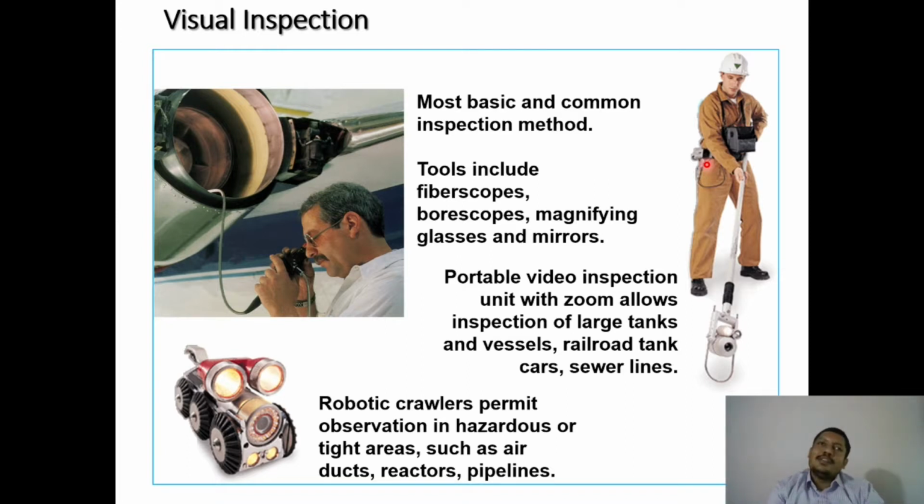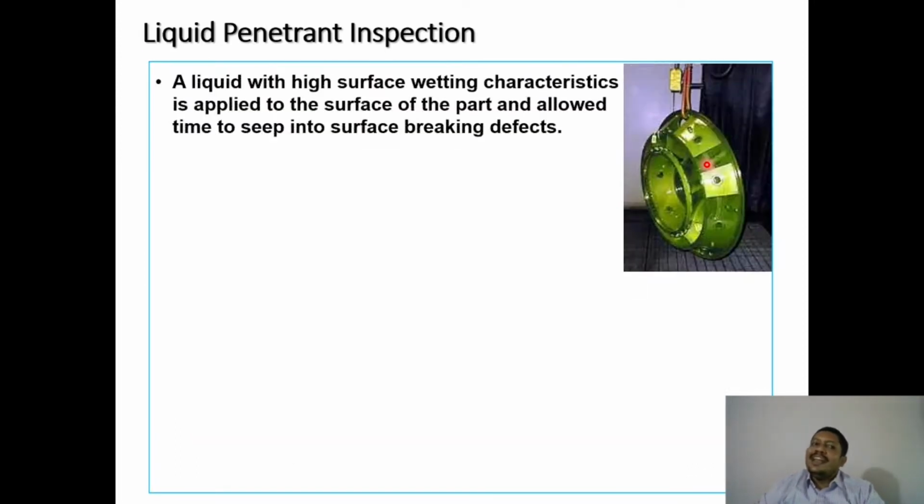Any surface flaws in the range of macroscopic condition, you are able to detect with the help of visual inspection. A microscopic flaw, you will not be able to see with the help of visual inspection. So in that case, for the surface defects, you have to go for liquid penetrant inspection, in welding as well as in the case of casting.